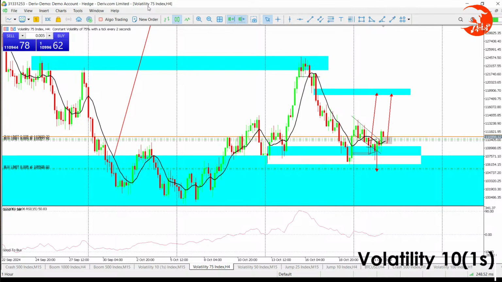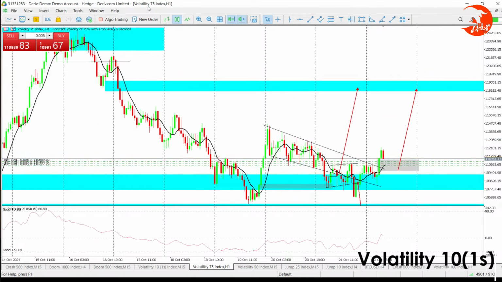So yeah, that is it. So we're looking for that pullback. That's a pullback here, and then activate our buys to take us up there. Remember, we have some levels here which we may consider to be untested resistance levels, so you just wait for them to be reached.